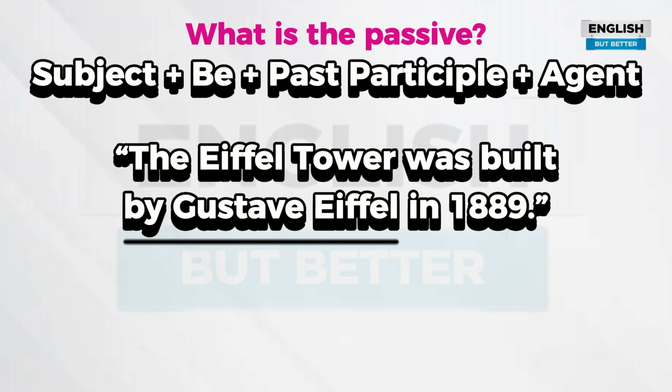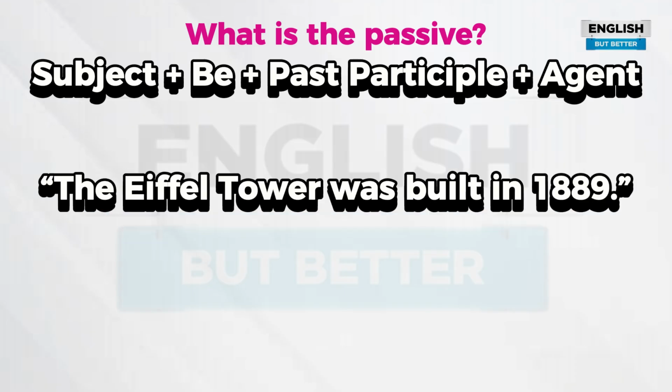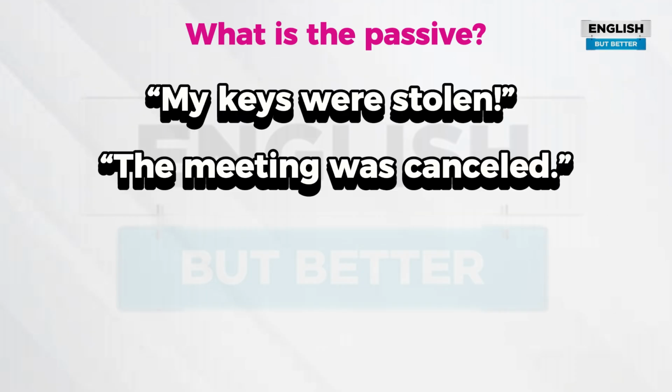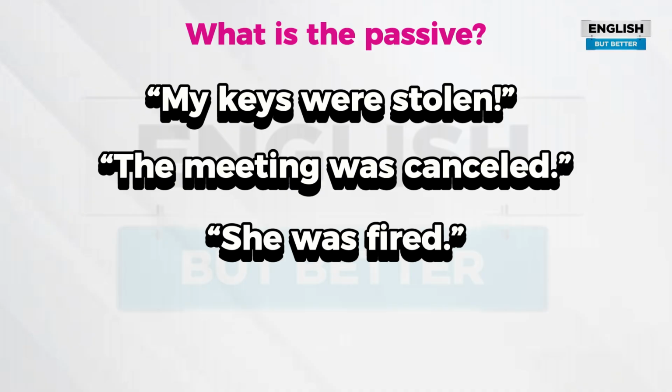"By Gustave Eiffel" is optional. You only include this information if it is really necessary or relevant. If not, you don't need it. You can take it out. Fun fact: you hear this all the time in your life, like, "My keys were stolen," "the meeting was cancelled," "she was fired." It is not just for textbooks.